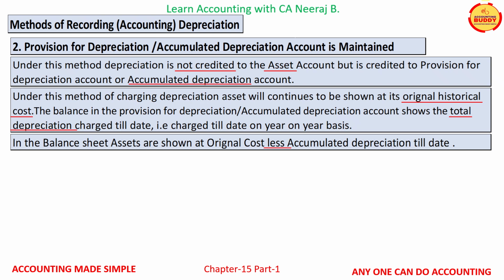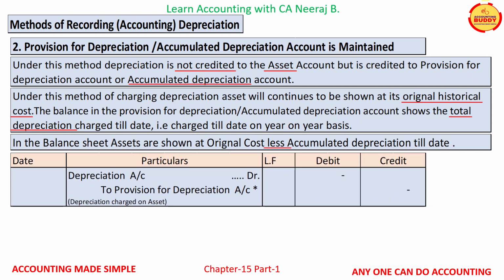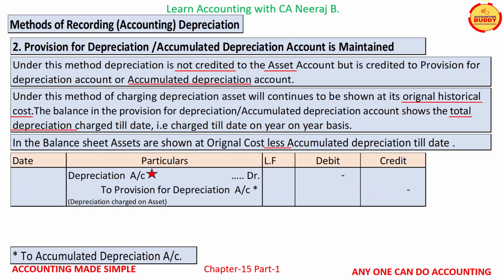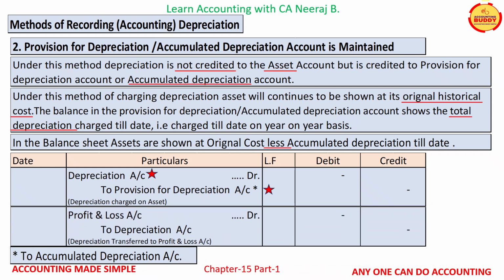Journal entries passed under this method are: depreciation account is debited and the provision for depreciation account or accumulated depreciation account is credited when the depreciation is provided, and profit and loss account is debited and depreciation account is credited when depreciation amount is transferred to the profit and loss account.